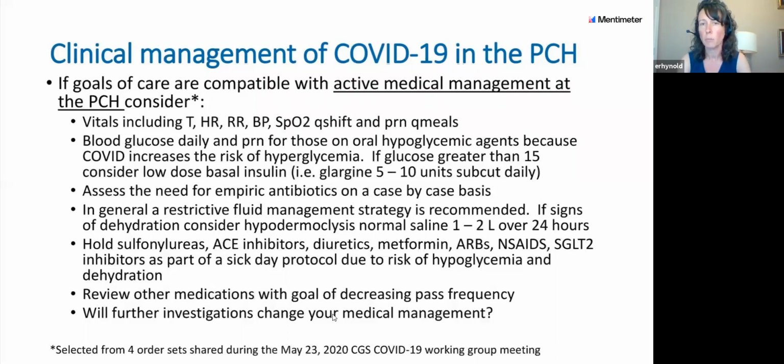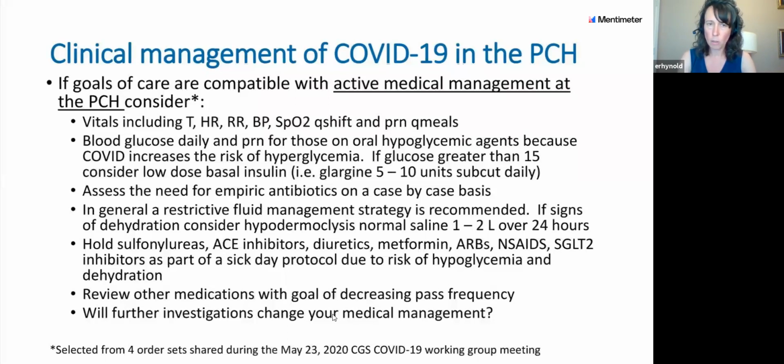And yes, that is available in our personal care homes. But again, really thinking about, okay, now they're hooked up to a line, and if it's not providing any symptomatic benefit, it's unlikely to change the course of the disease. So focusing on whether or not that's going to help them symptomatically.